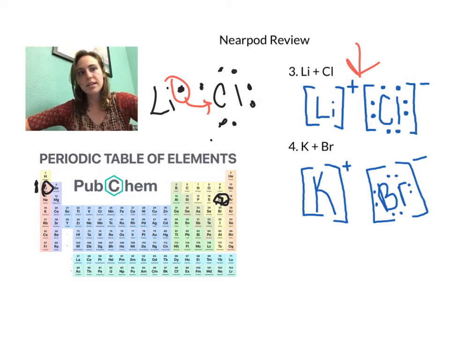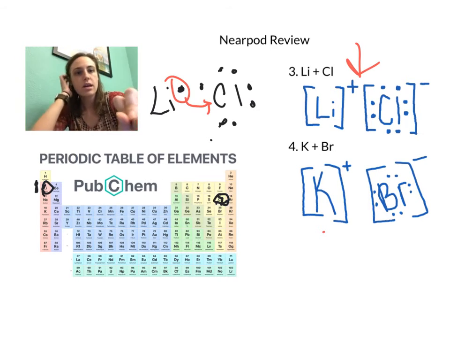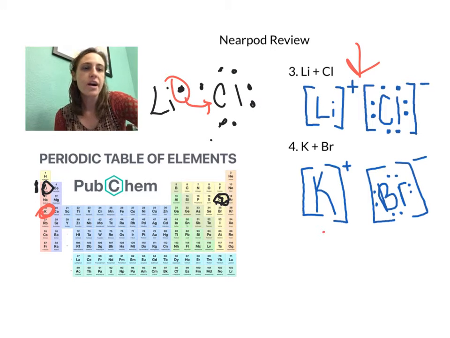You do the same exact thing for this second combination. You can see you have potassium, which is over here, and you have bromine, which is right here. Same thing. Potassium has 1 valence electron, whereas bromine has 7. So the exact same interaction is happening there. Potassium is losing an electron to become positive, and then bromine is taking that. So that's how you solve 3 and 4. Let's do number 5, and then we will be good with this.